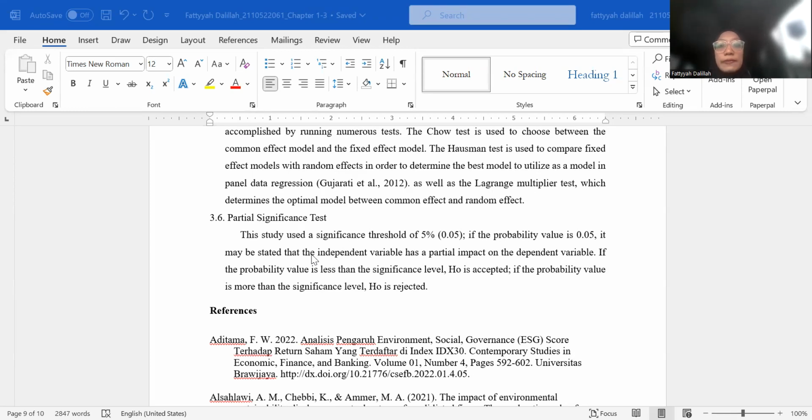But if the probability value is more than the significance level, it means that the null hypothesis, H0, like I mentioned before, is accepted because it's not significant. And the next situation is that if the probability value is less than the significance level, it means that H0 is rejected, and we have to consider hypothesis 1, hypothesis 2, and hypothesis 3.